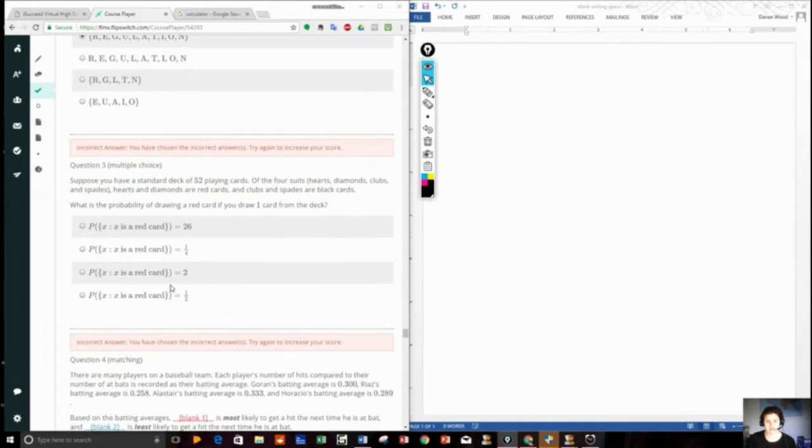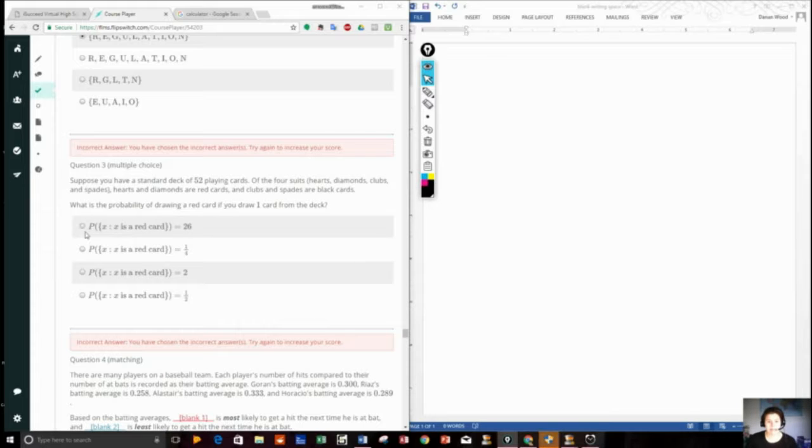Suppose you have a standard deck of 52 playing cards. Of the 4 suits, hearts, diamonds, clubs, and spades, hearts and diamonds are red cards, and clubs and spades are black cards. What is the probability of drawing a red card if you draw 1 card from the deck?